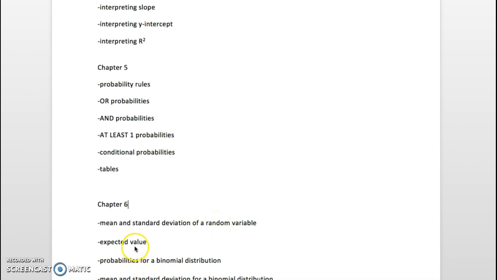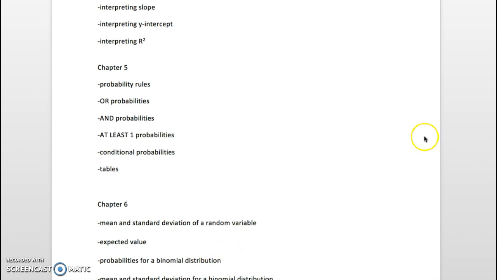So make sure you go back and pay special attention to expected value and also the interpretation. What does it mean if your expected value is negative? What does it mean if it's positive? Then we also had binomial distribution in 6.2. You will have StatCrunch, so make sure that you can use that binomial calculator efficiently.